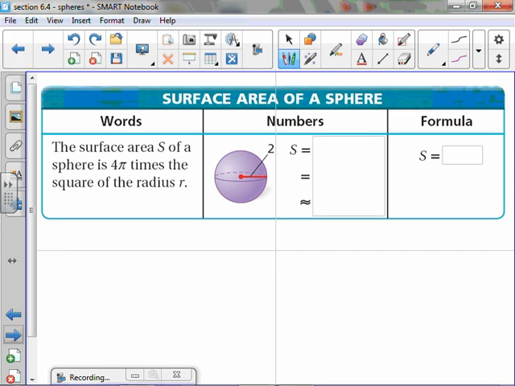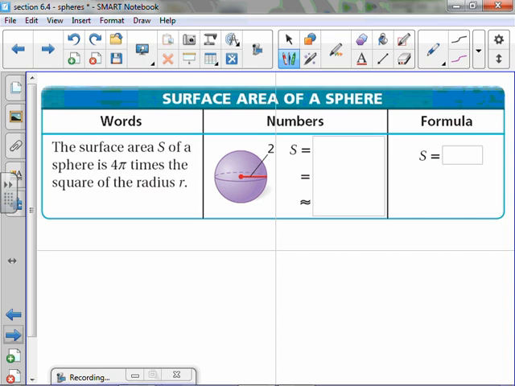The surface area S of a sphere is 4 pi times the square of the radius r. Huh? Well, first of all, we need to know what surface area is before we can actually find it, right? Granted, we could use a formula and find something and not have any clue what we're doing, but I don't feel like that's really useful. Surface area is different from volume. The surface area is just what it says.